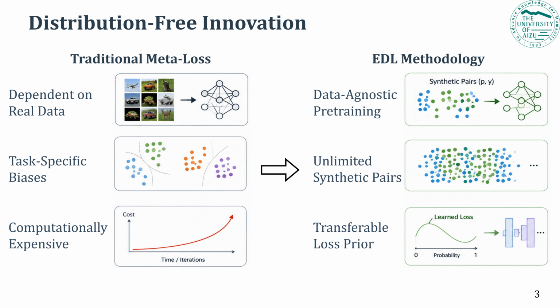This slide shows our distribution-free innovation. Traditional meta-loss methods often depend on real data, task-specific trajectories, and expensive training loops. Our idea starts from the loss itself. For a classification loss, the real image has already become a probability vector. The loss only needs the prediction and the correct label. If the correct class probability is high, the loss should be small. If it's low, the loss should be large. Therefore, we construct synthetic prediction label pairs in probability space and learn a transferable loss from them.